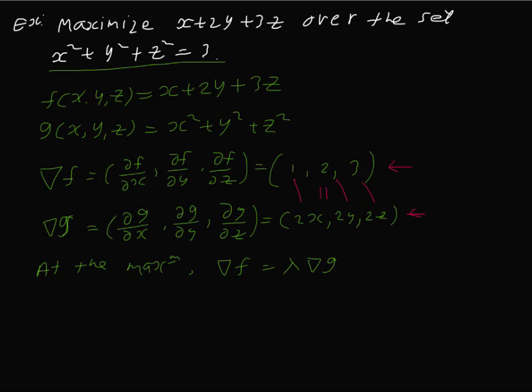So we can write down 2x lambda equals 1, 2y lambda equals 2, 2z lambda equals 3. From these three, you can get the x value, 1 over 2 lambda, the y value, 1 over lambda, and the z value, 3 over 2 lambda.